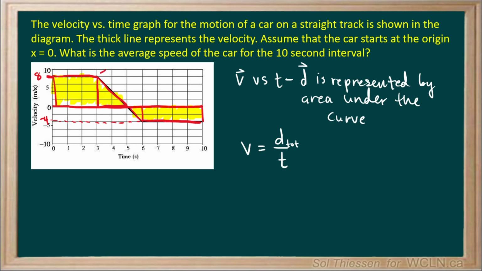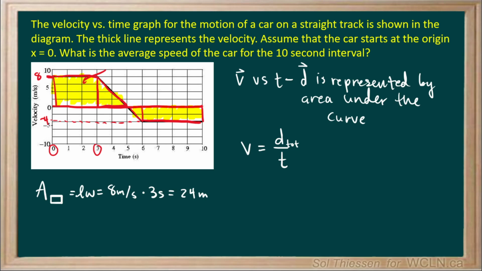So first, let's calculate this area. So we have the area of this rectangular section is going to be equal to length times width. The length is 8 meters per second. The width is from 0 seconds to 3 seconds, so a total of 3 seconds. And that's equal to 24 meters.